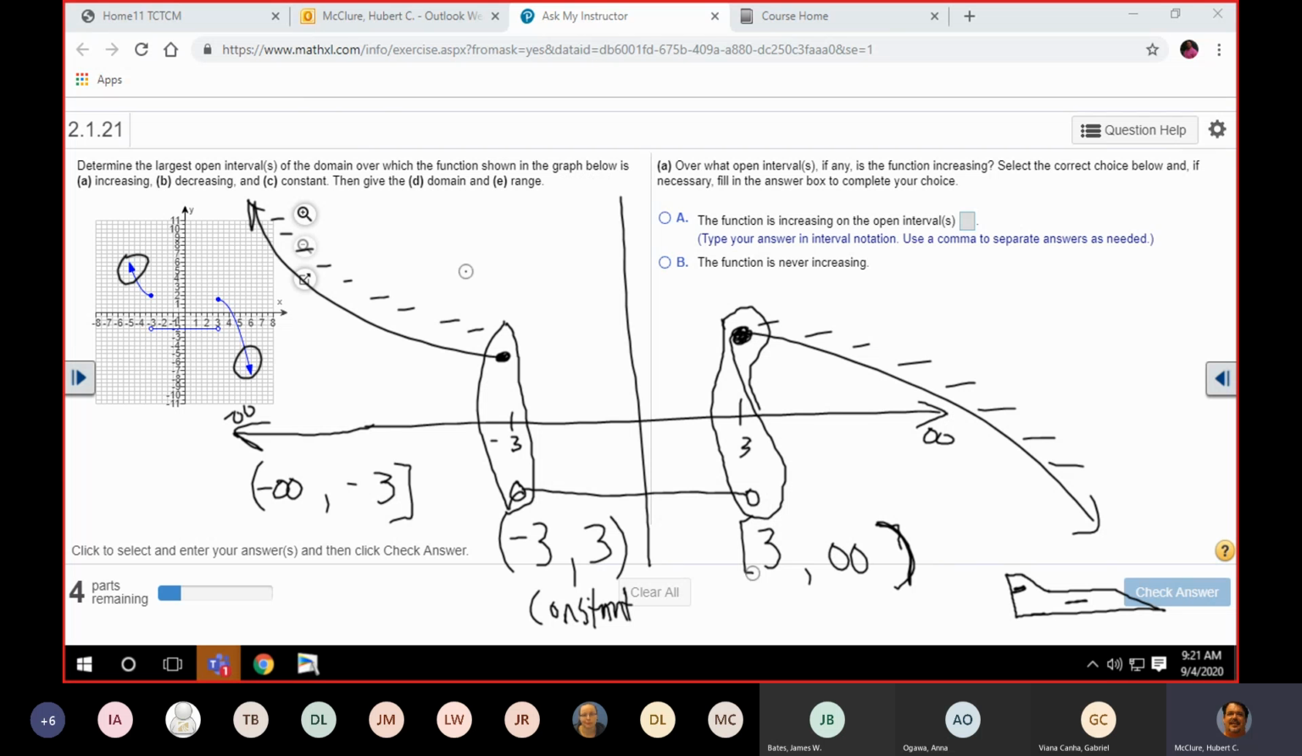Is this a test question? I do put one of these on the test, but it just asks for increasing, decreasing, and domain and range. So that's a good question.